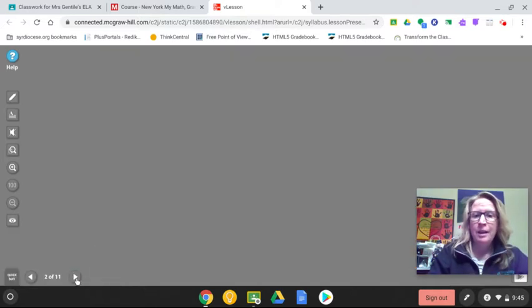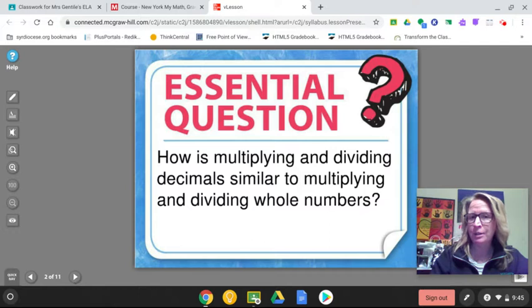So, our essential question, boys and girls, how is multiplying and dividing decimals similar to multiplying and dividing whole numbers? And just like we've talked about before, boys and girls, it's the same thing, except there's a decimal in there. So you have to factor that into the answer.